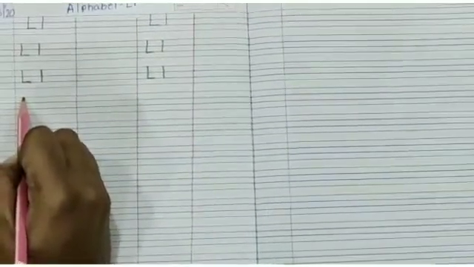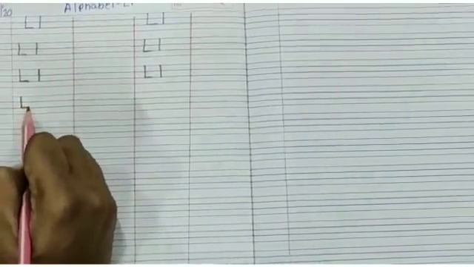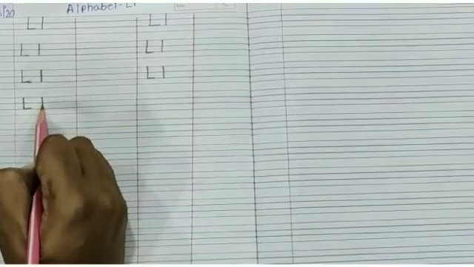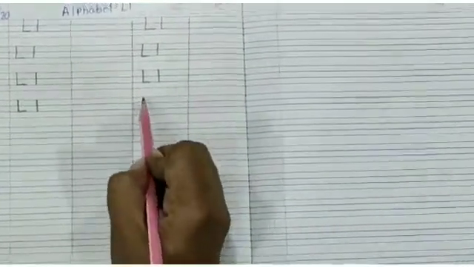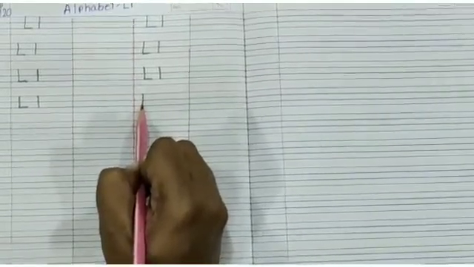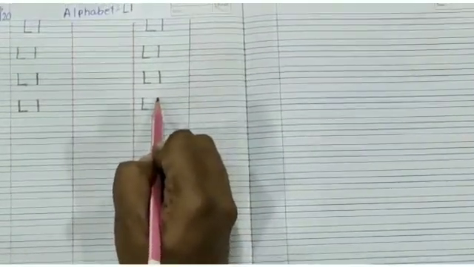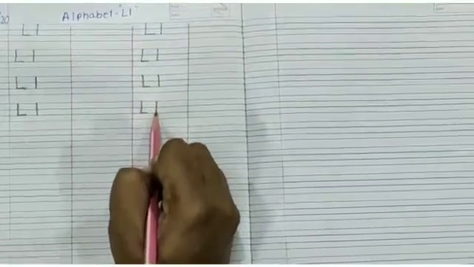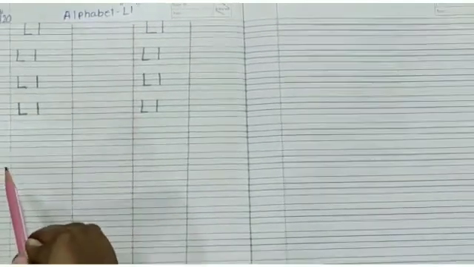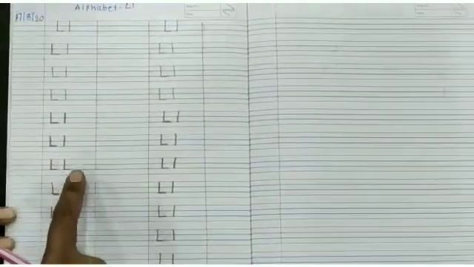Write once again from red line to second blue line, standing line, make a small sleeping line on second blue line. For small l from red line to second blue line, standing line. Last time from red line to second blue line, standing line, small sleeping line on second blue line. For small l from red line to second blue line, standing line. Capital L, small l. In this way you have to write capital L and small l.